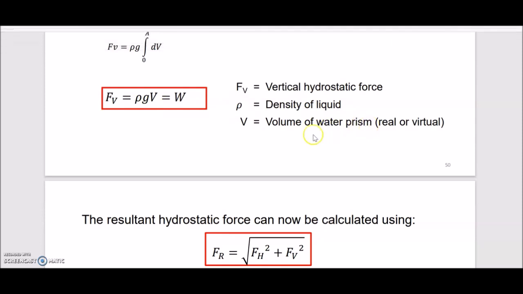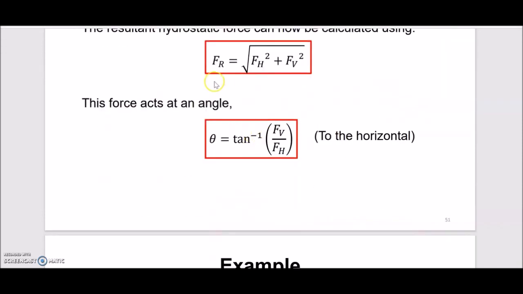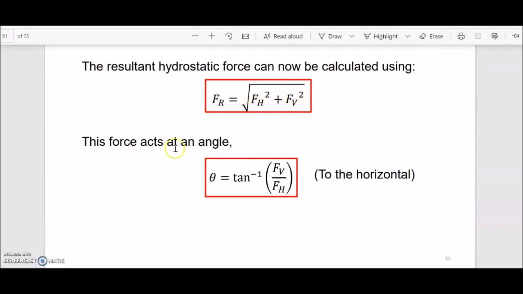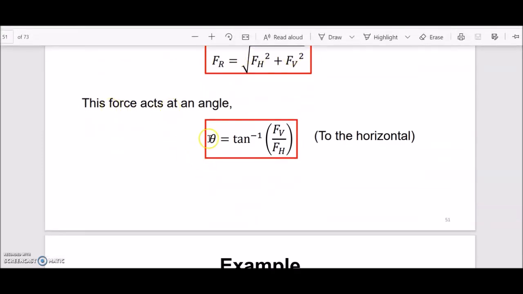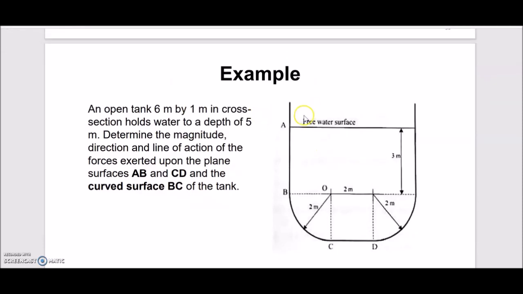The resultant hydrostatic force can now be calculated using Fr equals the square root of Fh to the power of 2 plus Fv to the power of 2. And theta is given by tan inverse of Fv over Fh. So let's look into this example.